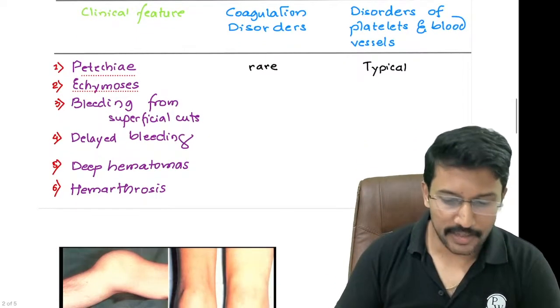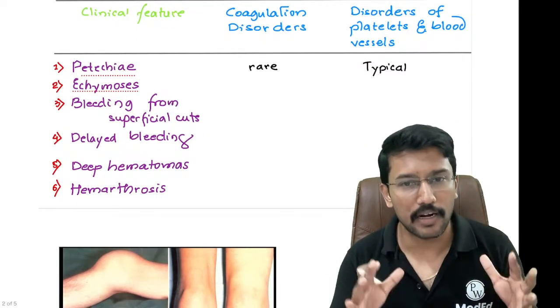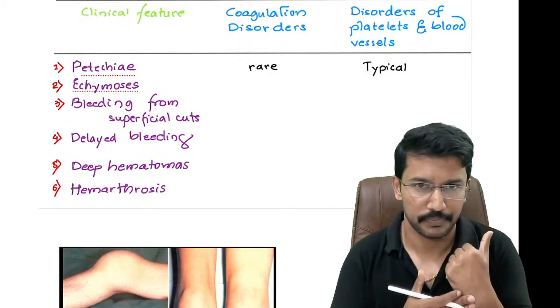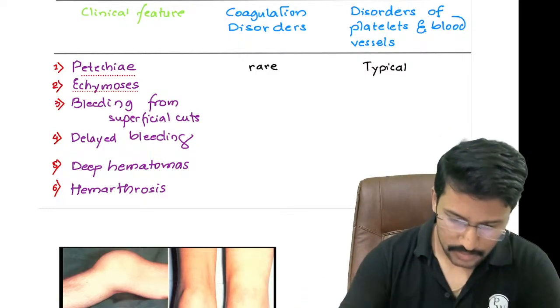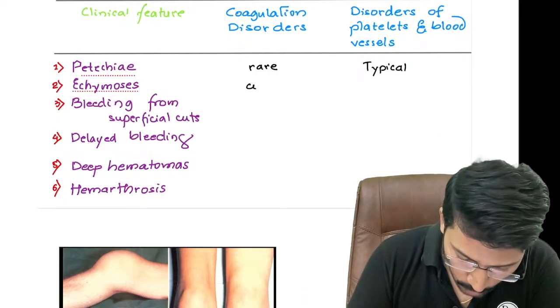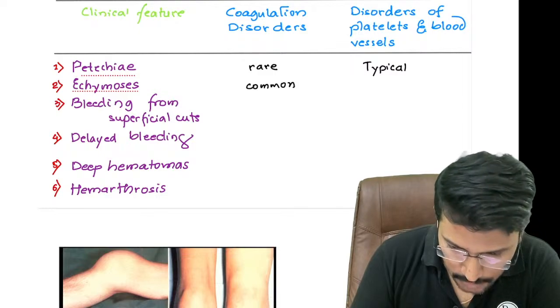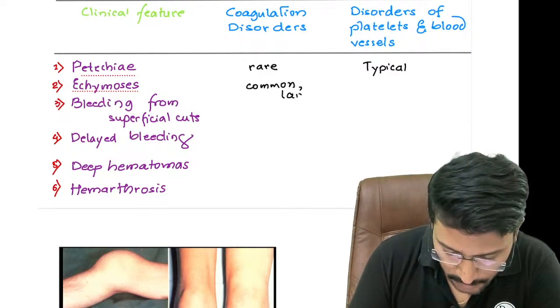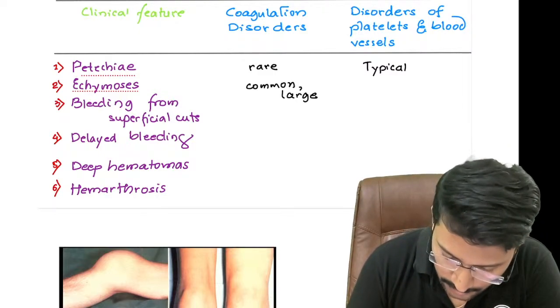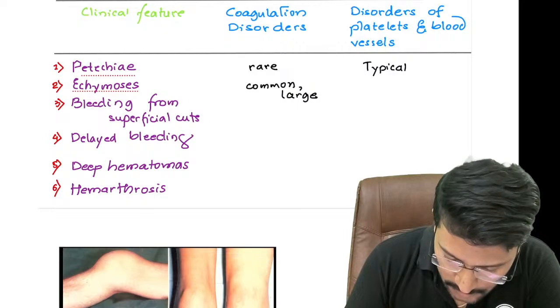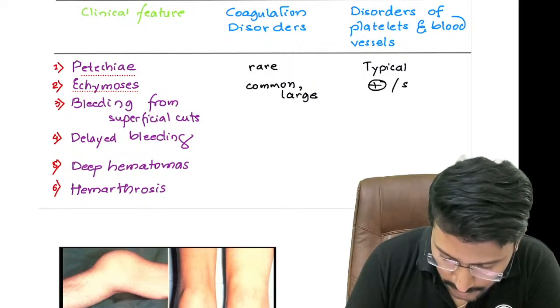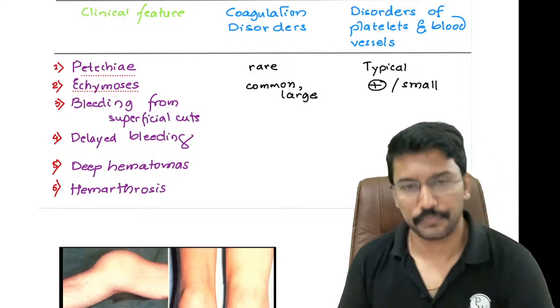Second, when you say ecchymosis, means relatively larger bleeding into the skin. Okay, so ecchymosis is very common in coagulation disorders, and not just common, but they're quite large. On the other hand, they are seen in platelet disorders, but they are relatively small.